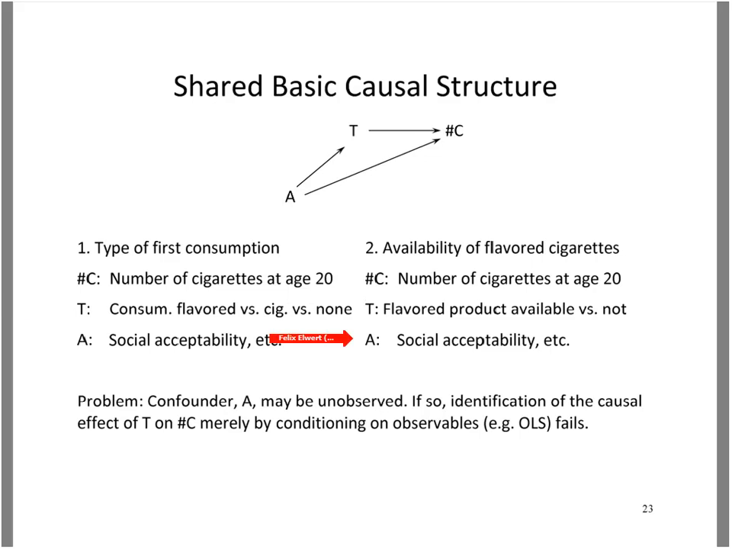Now for the availability question, the social acceptability might also affect availability. In communities that are strongly anti-smoking, the state legislature may do more to keep flavored products out of the hands of minors. Those states are likely the same states that make tobacco products in general less accessible to people, and hence you might have reduced smoking rates at age 20. So that's the first point. The causal structure of these two very different substantive questions is actually the same.